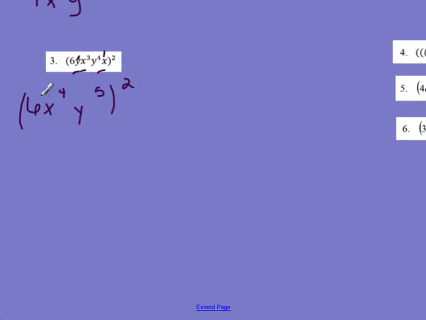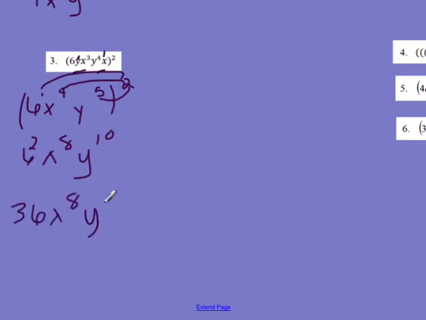Now the 6 has an exponent of 1 on it as well. So 6 to the 1 times 2 is 2. X to the 4 times 2 is 8, and y to the 5 times 2 is 10. So 6 squared is going to give me 36, x to the 8th, y to the 10th. So this right here is your final answer for number 3.